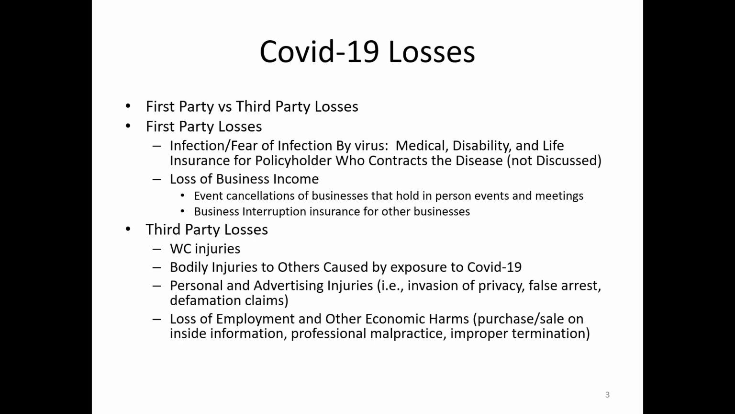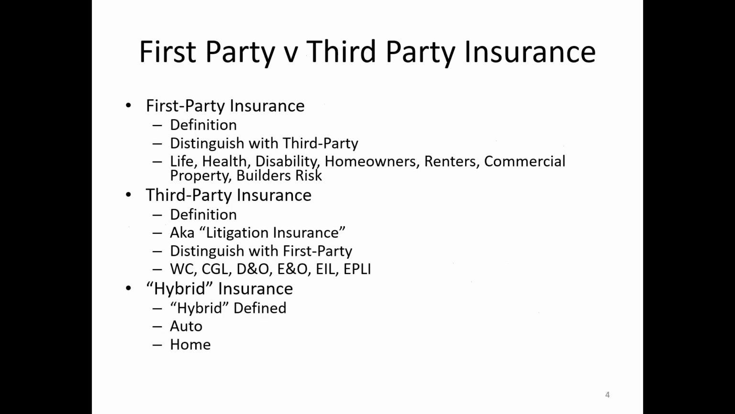And then there are some third-party losses. You might have third parties that suffer injuries, such as your employees, and you would have claims possibly under workers' comp injuries. And there might be non-employees, or employees outside the scope, that suffer bodily injury caused by exposure to COVID-19. There may be some personal advertising injuries, and some of the torts there may be invasion of privacy, false arrest, defamation claims, and then someone might lose a job or have other economic harms and might sue you. And so there are other policies that respond to those types of losses.